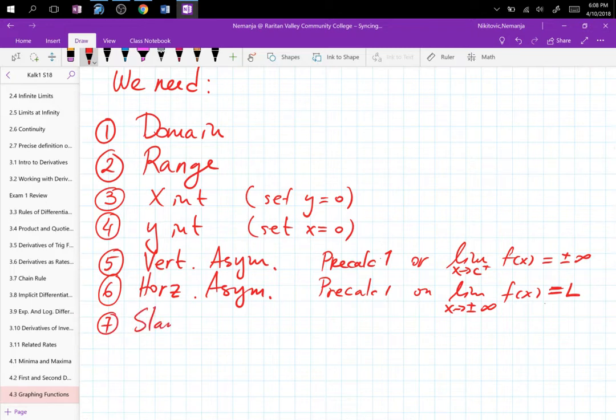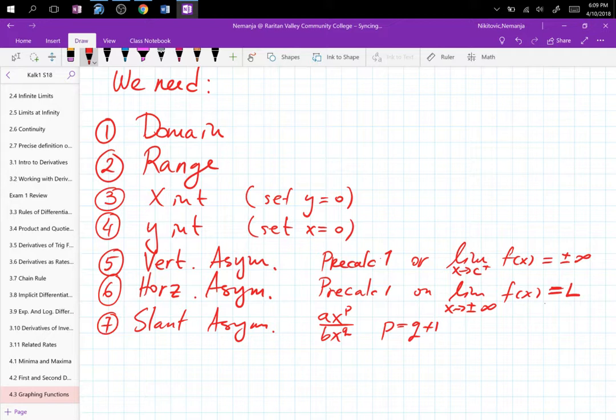Number 7 is the slant asymptote. That one is only when you have a polynomial p of x divided by a polynomial q of x. That's a bad way to write it. Hold on. Let's write a x to the p divided by b x to the q. Then we know that p is equal to q plus 1. So if you have polynomials where the degree on the top is 1 bigger than the degree in the denominator, that's when we have the slant asymptote. So this is the first 7, and mainly this is your pre-calc and algebra.